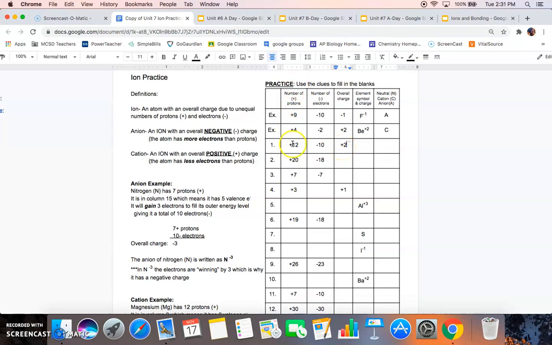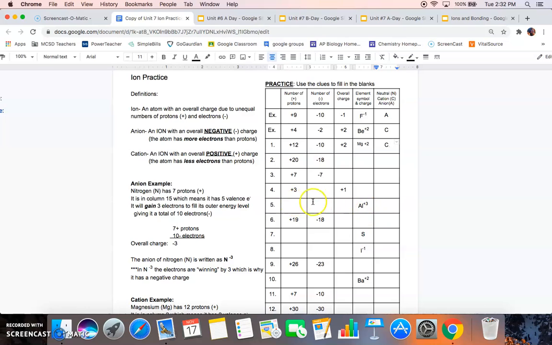Remember that I can figure out what element I have based off of the number of protons, because the number of protons is my atomic number. If you find number 12 on the periodic table, it's magnesium, so Mg. I would just write Mg plus 2, because there's a positive 2 charge. It's not neutral. I want to know, is it neutral, a cation, or an anion? Cation means it has an overall positive charge, which this one does. So I would put a C there for cation. And that was number 1.